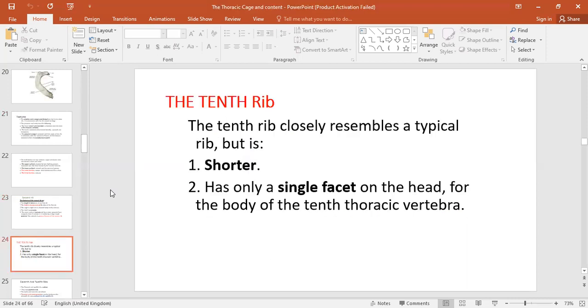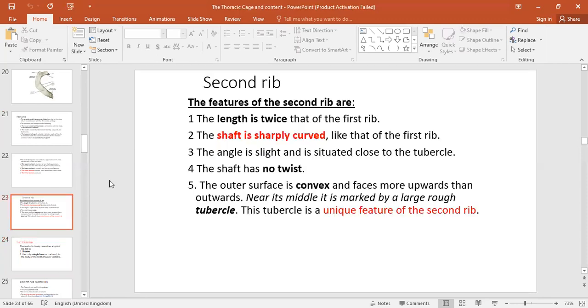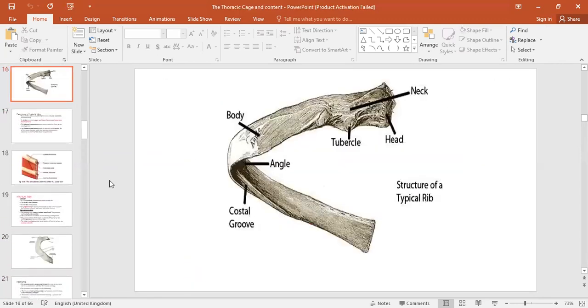Let's go to rib 10, because we are now saying from rib 3 up to rib 9, those are typical ribs. Typical ribs, like the way ribs should be. Then these others are modified, or what we can call atypical. And so the 10th rib is also atypical. What is special about it is that it's short. The moment you leave rib 9, you go to 10, you see that the length has reduced, as compared to the other ribs.